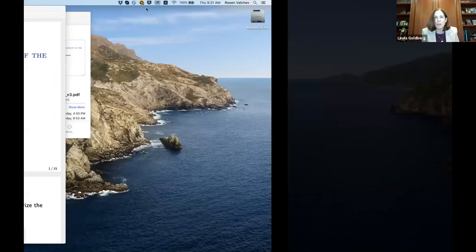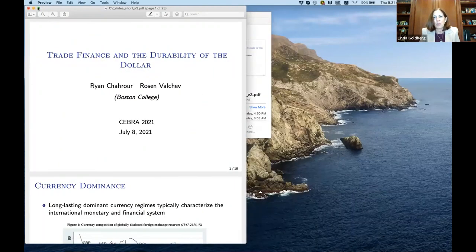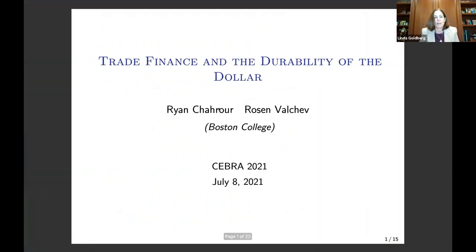And our third paper for today in this very well integrated session is Trade Finance and the Durability of the Dollar. And here we'll turn to Rosen Valchev from Boston College, joint work with Ryan Chahrour.